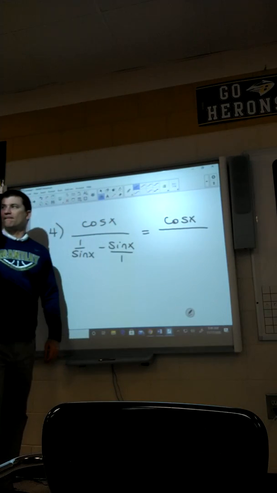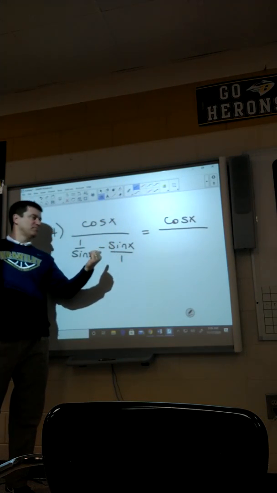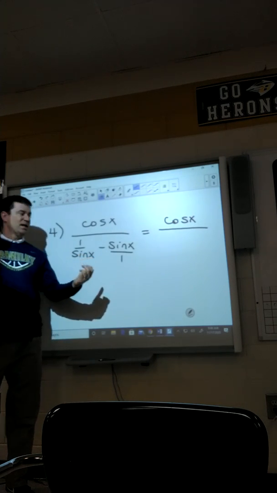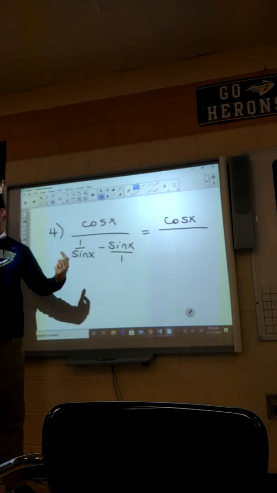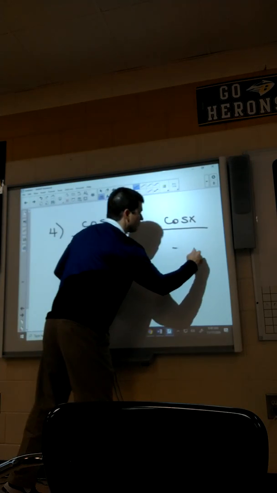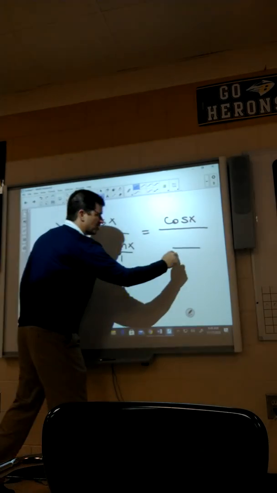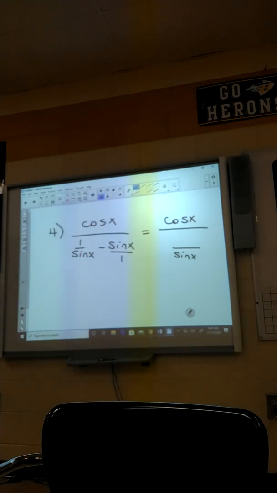Why'd you make the other one sine over 1? It was just sine, and from what I showed him yesterday, we got to find a common denominator. Anytime you're adding or subtracting fractions, you got to find a common denominator, and it's just easier to write it sine over 1 for me. So our bottom is going to be sine times 1, which is sine x. That's your common denominator. Does everybody see how I found that?